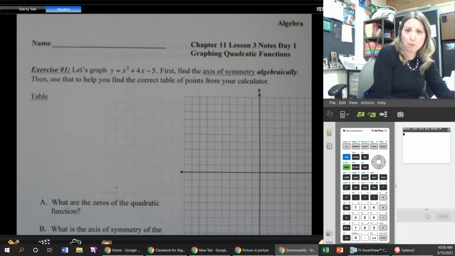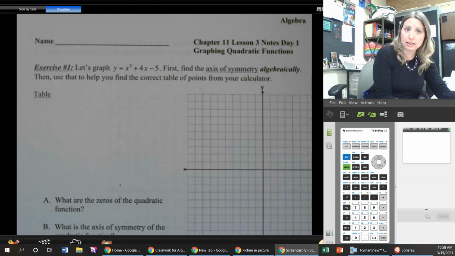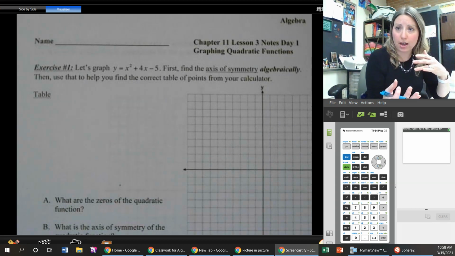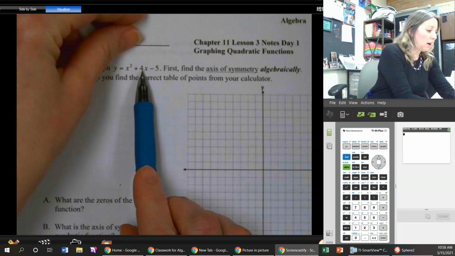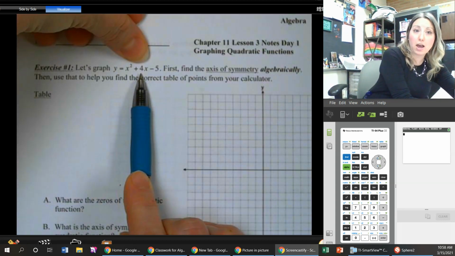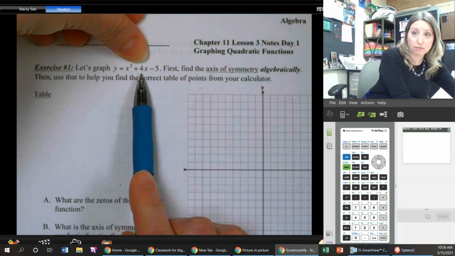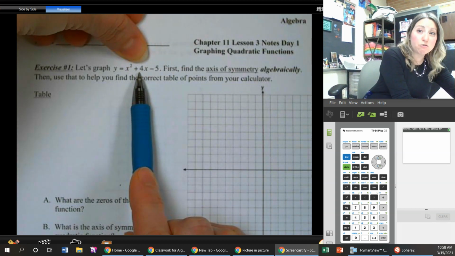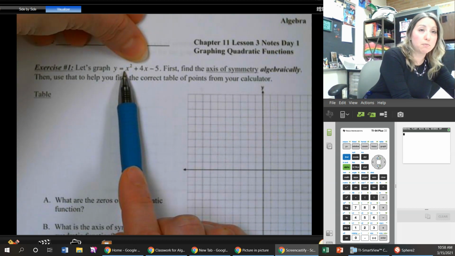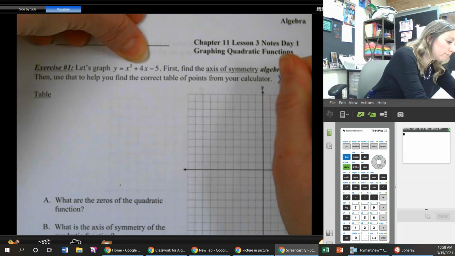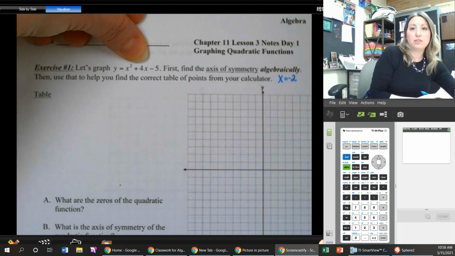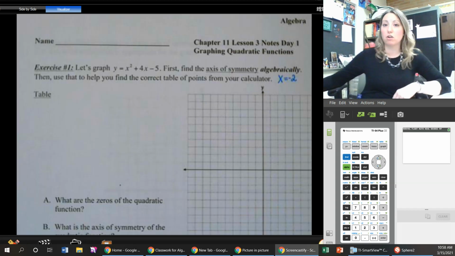Before I even start with my graphing calculator, in my head I'm just going to algebraically find the axis of symmetry. And I say in my head because x equals negative b over 2a is the equation for the axis of symmetry, right? So the negative of b is negative 4 divided by 2 times 1. Negative 4 divided by 2 is negative 2. So x equals negative 2 should be the axis of symmetry equation. Let's make sure using our graphing calculator.